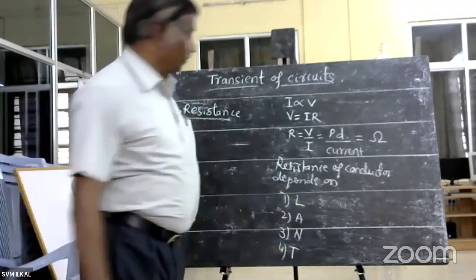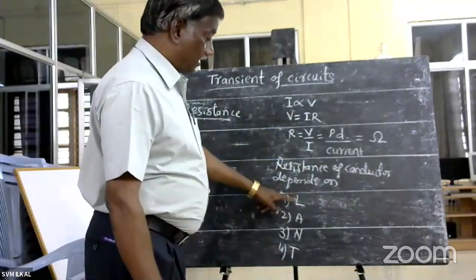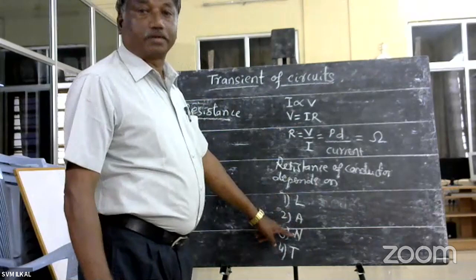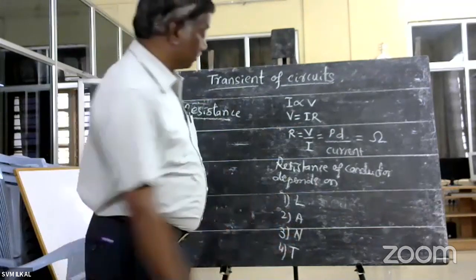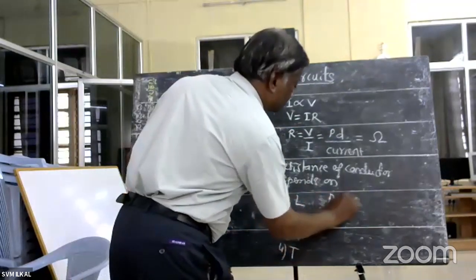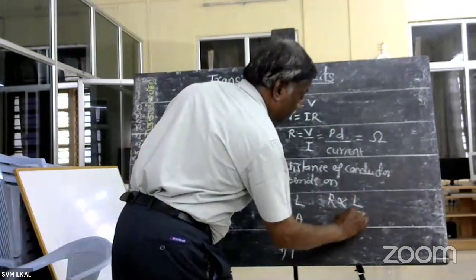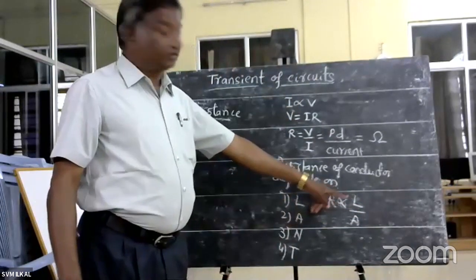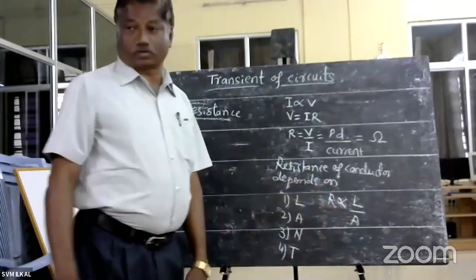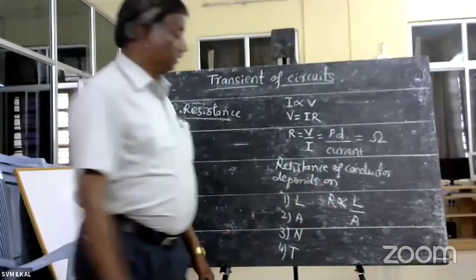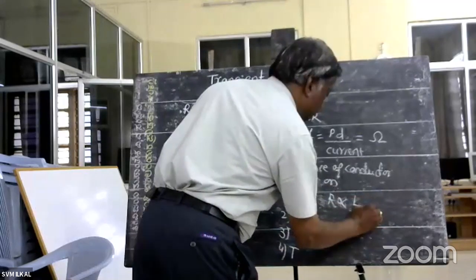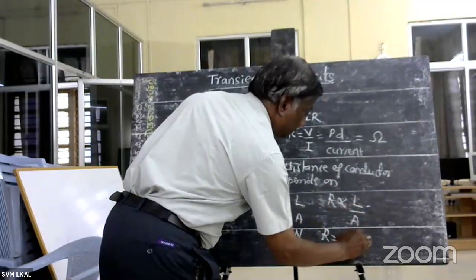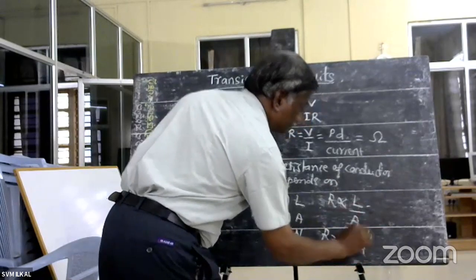Okay. Therefore, here L is the length, A is the area of cross section, N is the nature of the material, and T is the temperature. So, how does the resistance vary with the length and area of cross section? Very important: resistance is directly proportional to the length and inversely proportional to the area of cross section. Then it is written as R is equal to rho L by A.